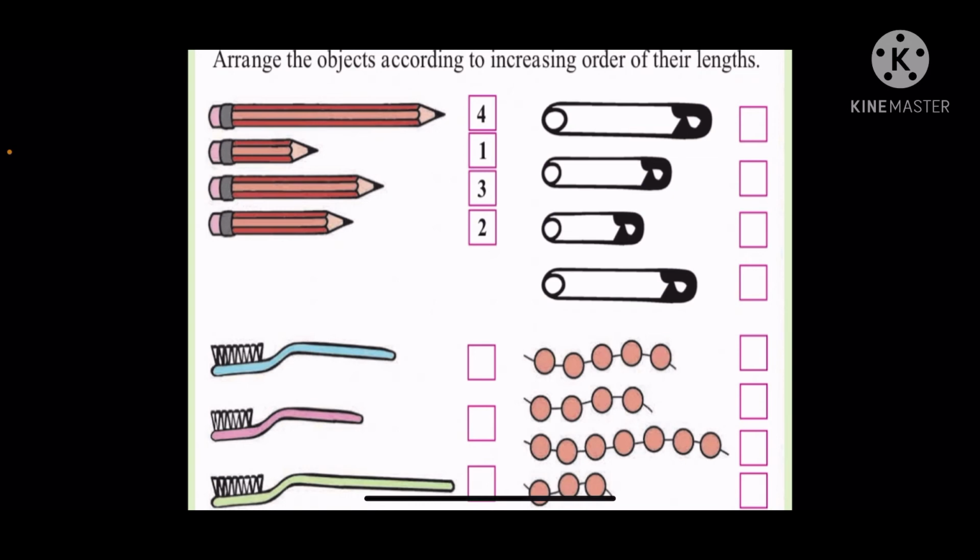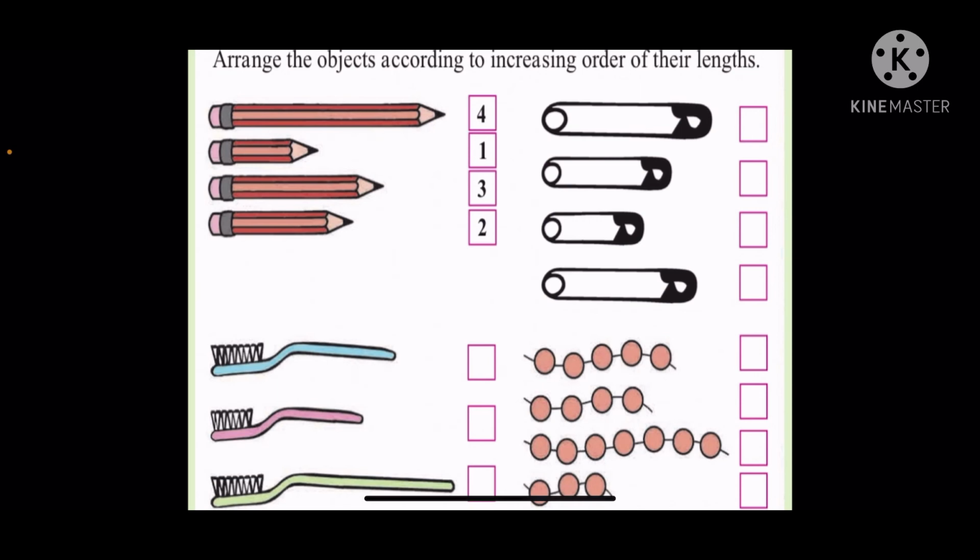Now the first example is of pencils. Now the shortest pencil is the second one. So that will be number 1. And the last pencil is little more in length than the first one. So that will be number 2. The third pencil is little more in length than the second one. So that will be number 3. And the first pencil is the longest. So that will be number 4.